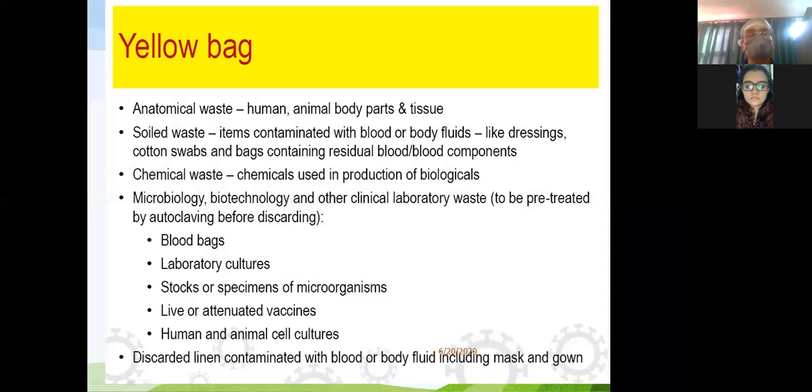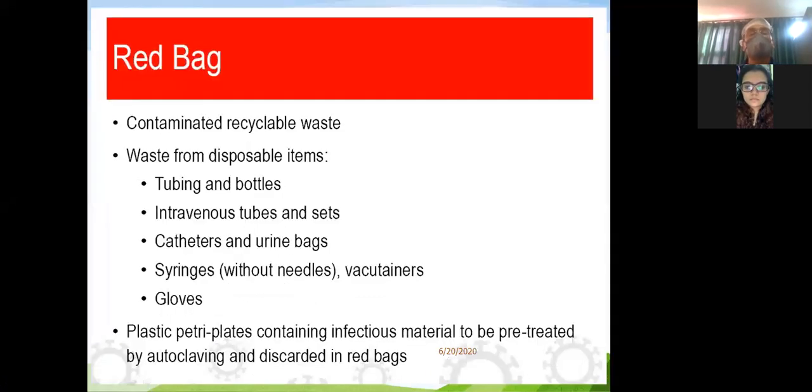Otherwise, in general, the yellow bag is maintained for collecting human tissue and body parts, along with soiled waste like body fluids, dressings, cotton swabs, then blood bags, laboratory cultures, live or attenuated vaccines, and cell cultures. The red bag is used for plastic items like tubings, bottles, IV bottles, IV sets, catheters, urine bags, including gloves. But I repeat that in COVID times, we are sending each and everything in the yellow bag.